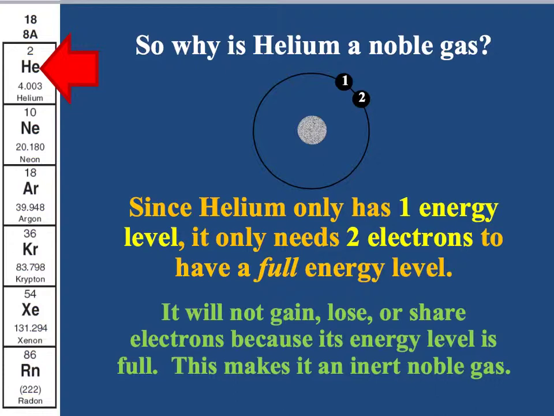So why is helium a noble gas? Helium only has 1 energy level. Okay? And the first energy level can only hold 2 electrons. So because helium has 2 electrons, technically it has a full energy level, which makes it stable. And again, stable means that it's not going to lose or share or gain electrons. It has exactly the number it needs.